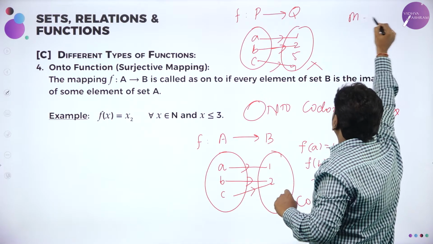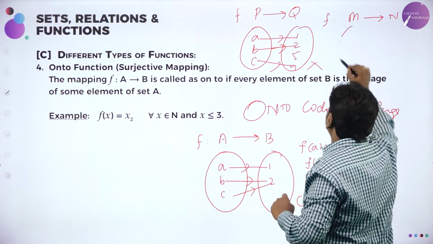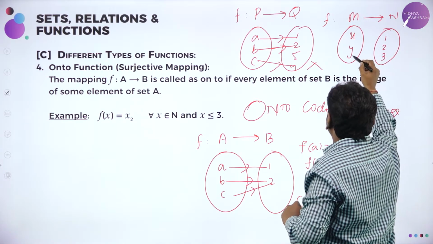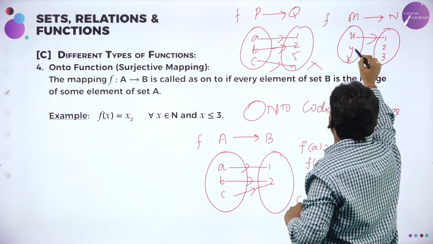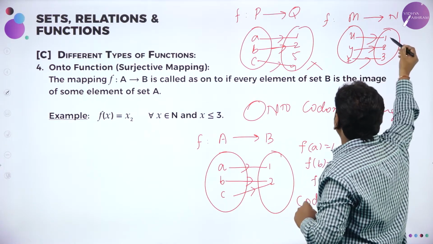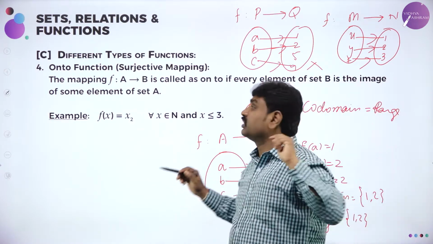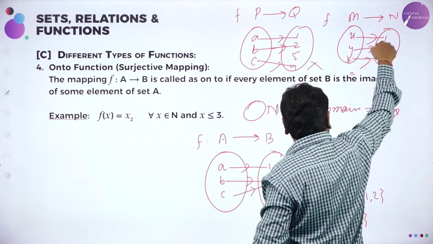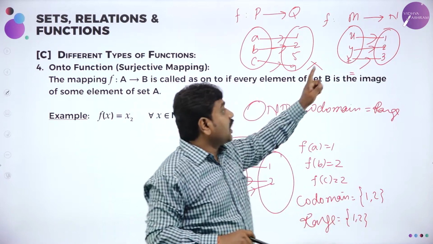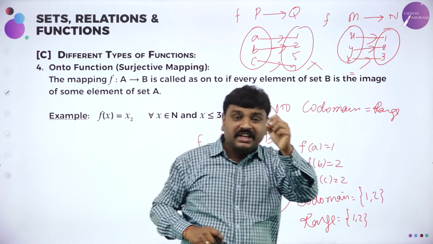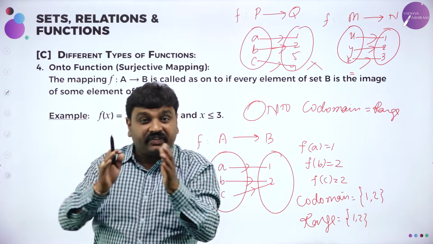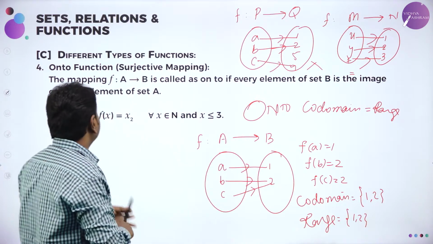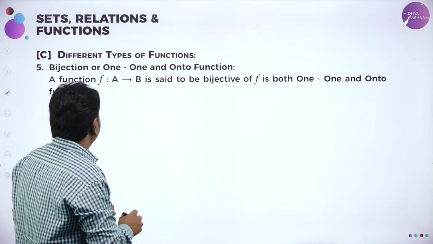Now I'll write M to N. The function is mapping capital M to capital N, and M is x, y, z, and this is say 1, 2, 3. X maps to 1, y maps to this, z maps to 3. Here 1, 2, 3, 3 elements are also acting as images. Therefore, this is onto. But at the same time, it is 1 to 1 also. 1 to 1, why? Because different elements have different images. No two elements have the same image. And it is onto. Why? Because 3 elements are there. All 3 are acting as images. In the second set, if every element acts as an image, we call it onto. Now, we have the last type of function, that is bijection.